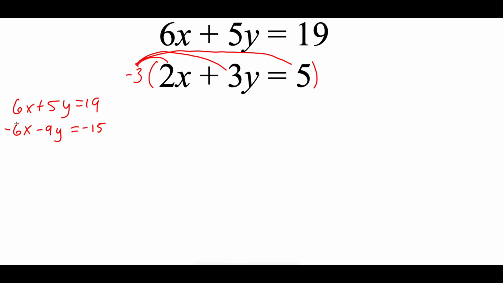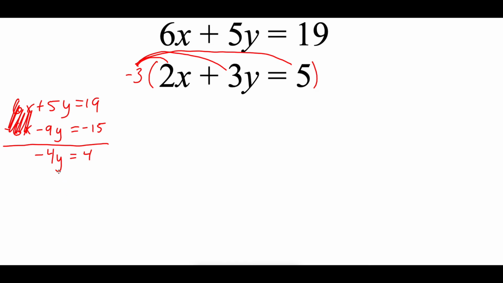Now that we've got those opposite numbers in front of our x variables, when we add these equations together, the 6x and the negative 6x are going to cancel each other out. The 5y and the negative 9y, when we add those together, give us negative 4y. And when we take the 19 and add negative 15, that's going to give us 4. So we get negative 4y equals 4.